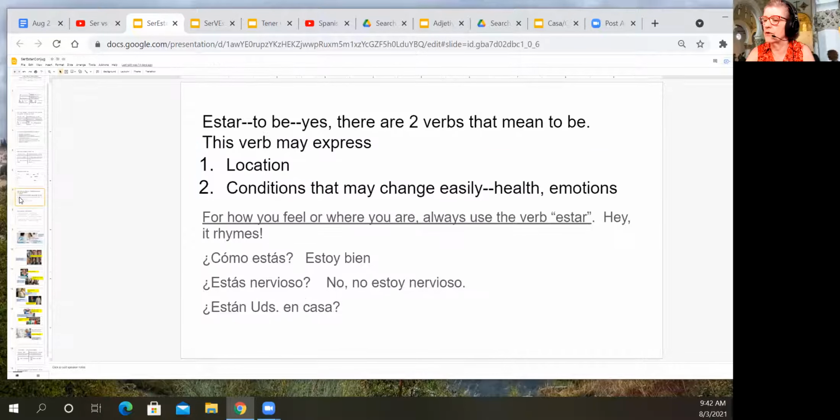And then of course, for estar, for how you feel or where you are, always use the verb estar. So for health, how you feel, or emotions, estar. For location, and it doesn't matter if that location is permanent or temporary. Anytime you talk about location, we use estar, because estar indicates a state, a condition that may change, okay? Therefore that is appropriate. So let's take a look at some examples.